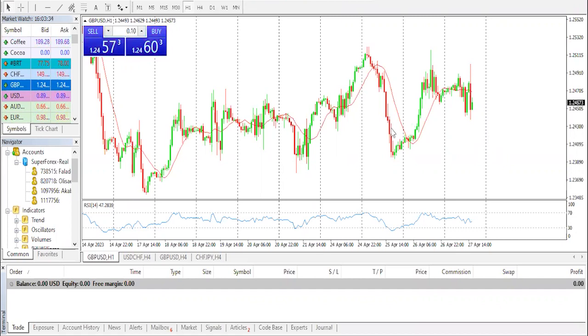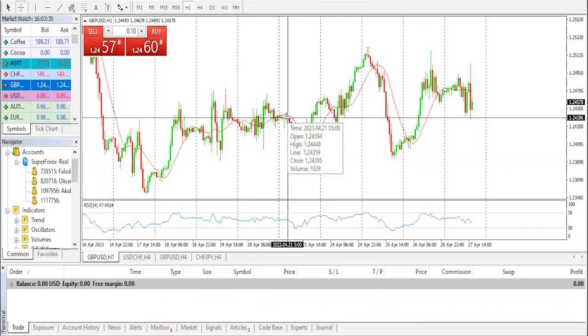Today, we shall be looking at the technical analysis on the currency pair GBP USD. And first, we'll be talking about fundamental analysis before we move right down to technicals, which is purely what we'll be seeing on the chart.